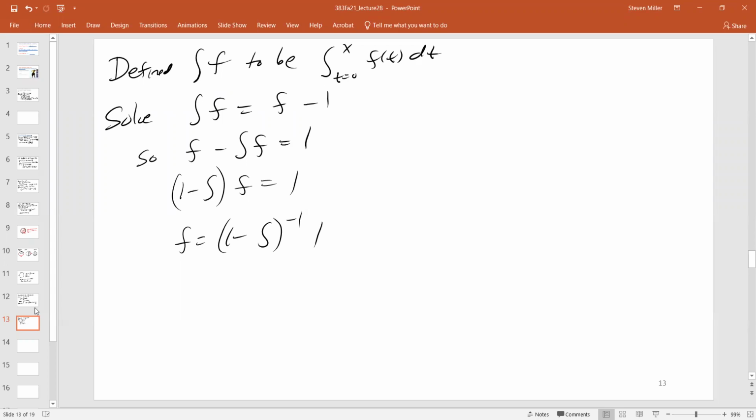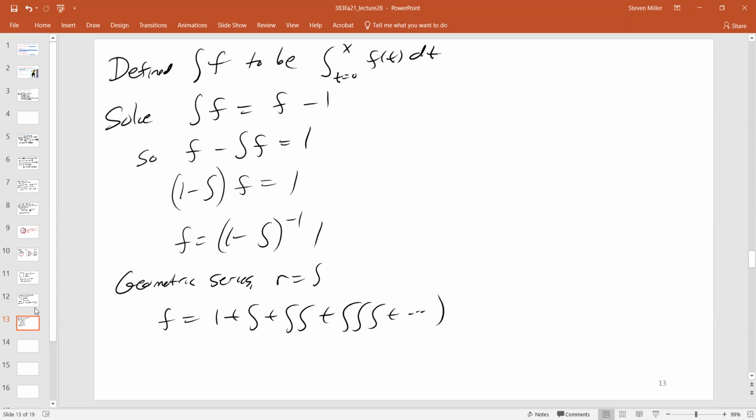Yes, exactly. It's just a geometric series, where r equals integral. So f is 1 plus integral plus integral integral plus integral integral integral plus dot dot dot acting on 1. So 1 acting on 1 gives me 1. Now I have integral acts on 1.